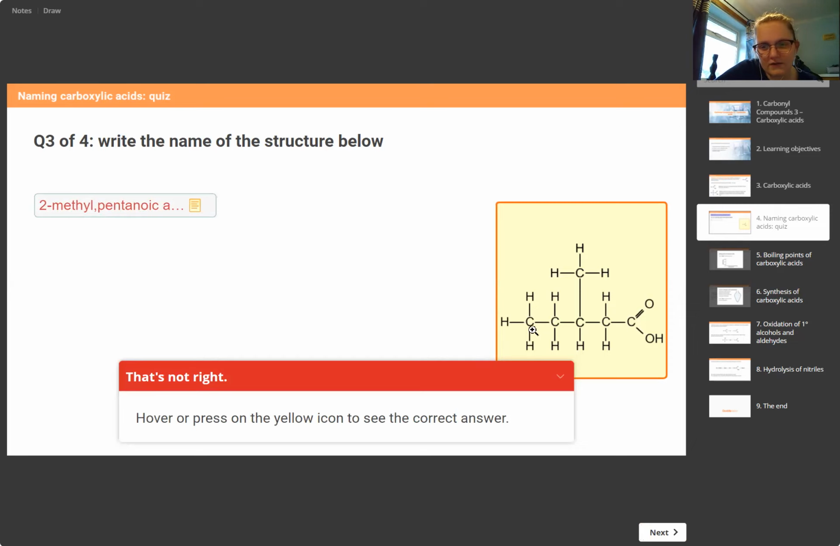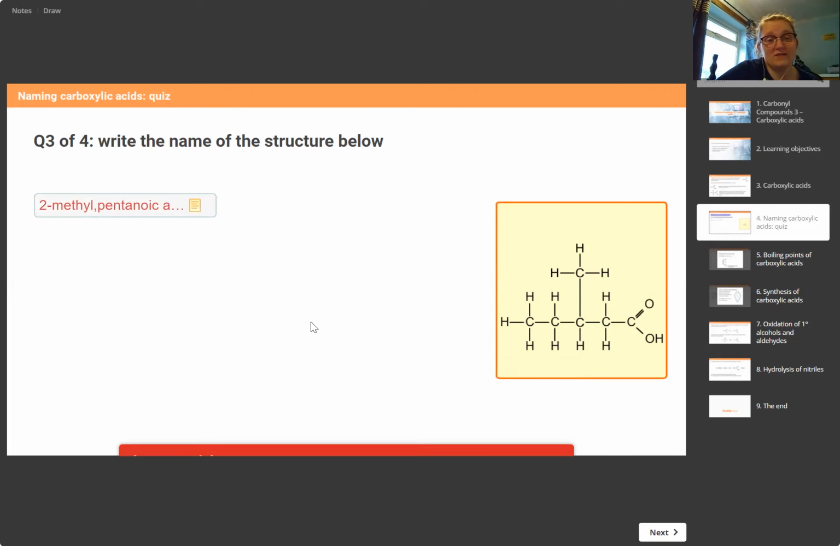So let's count again, if it's written 1, 2, 3, 4, 5. Ignore that. It is not 4-methyl hexanoic acid because I cannot get 6 carbons out of that unless I've completely lost my mind. 1, 2, 3, 4, 5. That is 5. So no, that is 2-methyl pentanoic acid.